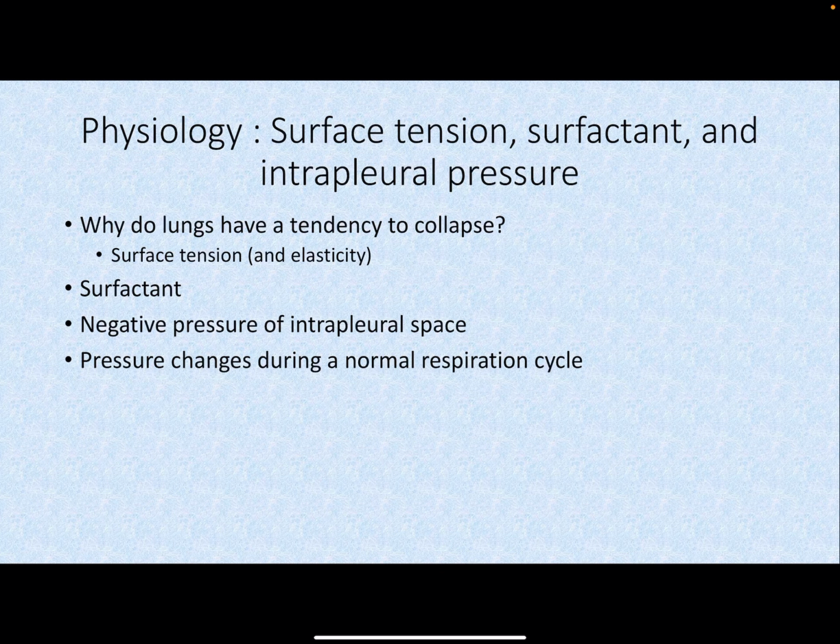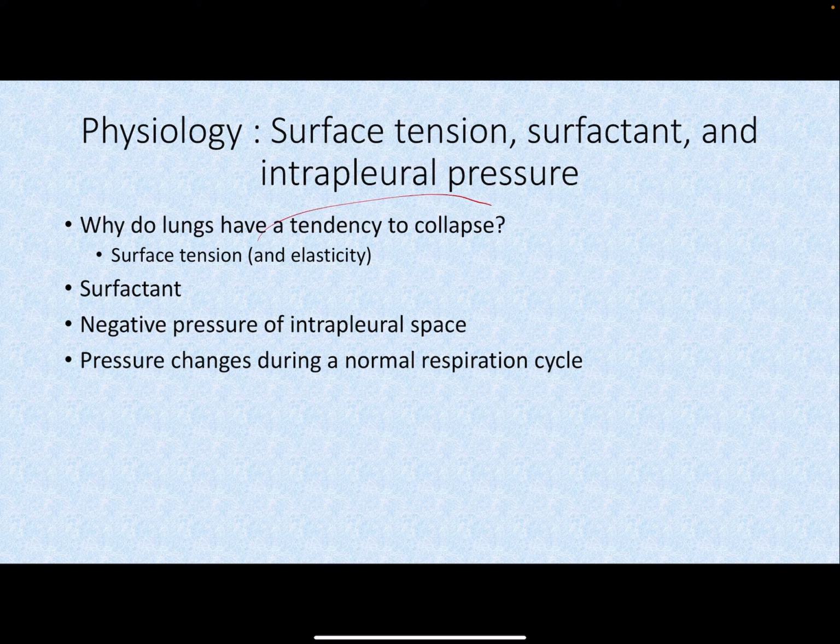Surface tension refers to a natural tendency for the alveoli to collapse. That combined with the elasticity of the lungs causes them to collapse. Surfactant reduces the surface tension, so this is going to prevent collapse. And the intrapleural pressure also pulls outwards on the alveoli, preventing their collapse.